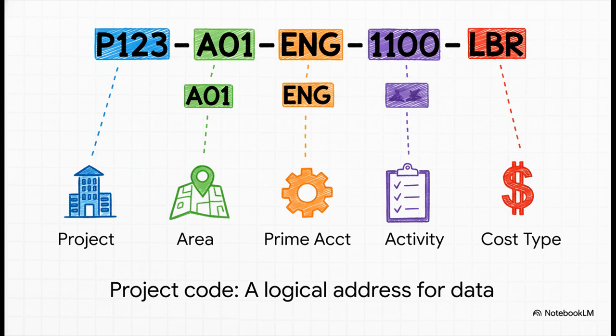A typical code might look something like this. And I know, at first glance, it just looks like a random string of numbers and letters. But it's not random at all. It's actually a hierarchical key. Each little chunk of the code tells you something different. The first block might be the project number, the next is the specific area, then the main account or discipline, then the activity, and finally the cost type. It's like a logical street address for every single piece of data in the project.